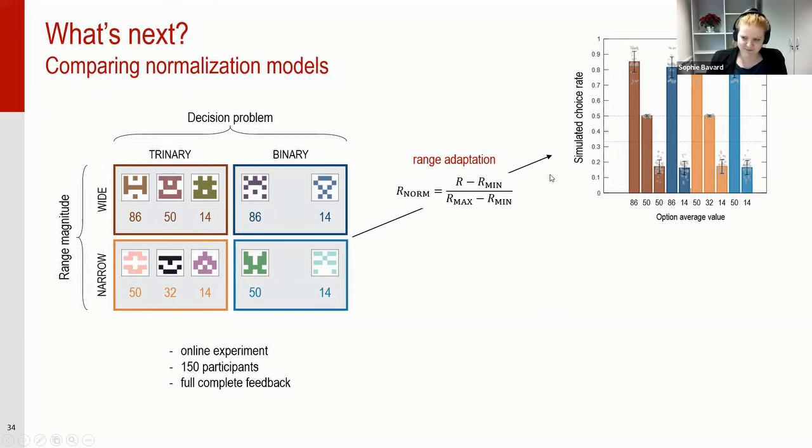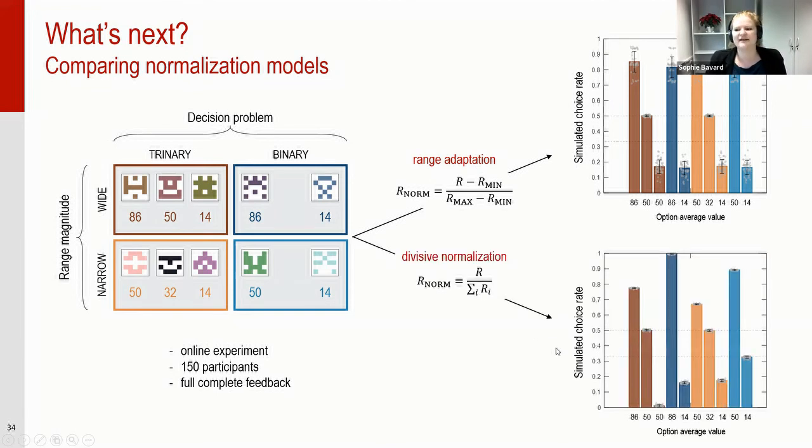Now, divisive normalization, on the other hand, will have these types of predictions. As I told you before, since we compare contexts with 2 options and contexts with 3 options, this option here will have a lower value because it's divided by a higher number. So this is what a divisive normalization model would predict.